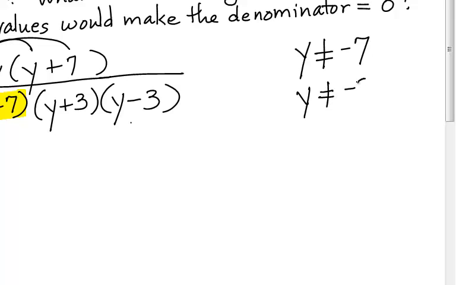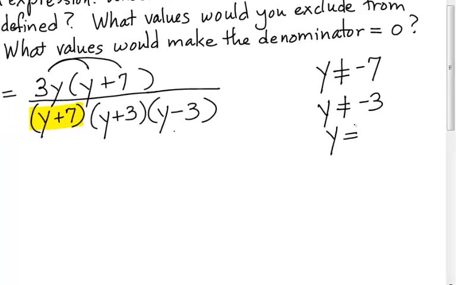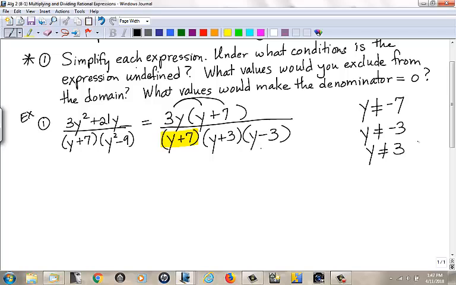So those are the values that you exclude from the domain. Those are the values where it would be undefined. Those are the values where the denominator is equal to 0. It all says the same thing.